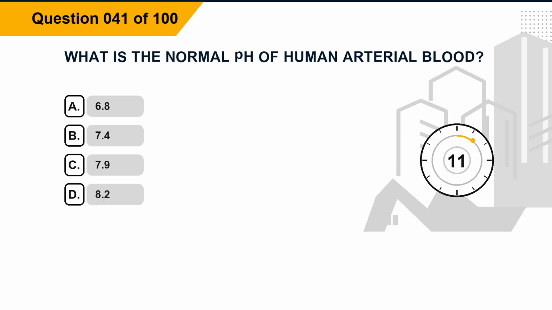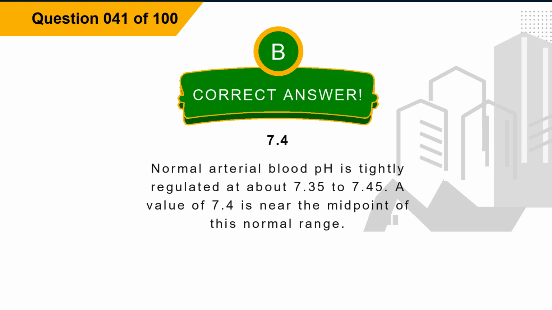Question 41. What is the normal pH of human arterial blood? Option A, 6.8. Option B, 7.4. Option C, 7.9. Option D, 8.2. The correct answer is option B, 7.4. Explanation. Normal arterial blood pH is tightly regulated at about 7.35 to 7.45. A value of 7.4 is near the midpoint of this normal range.